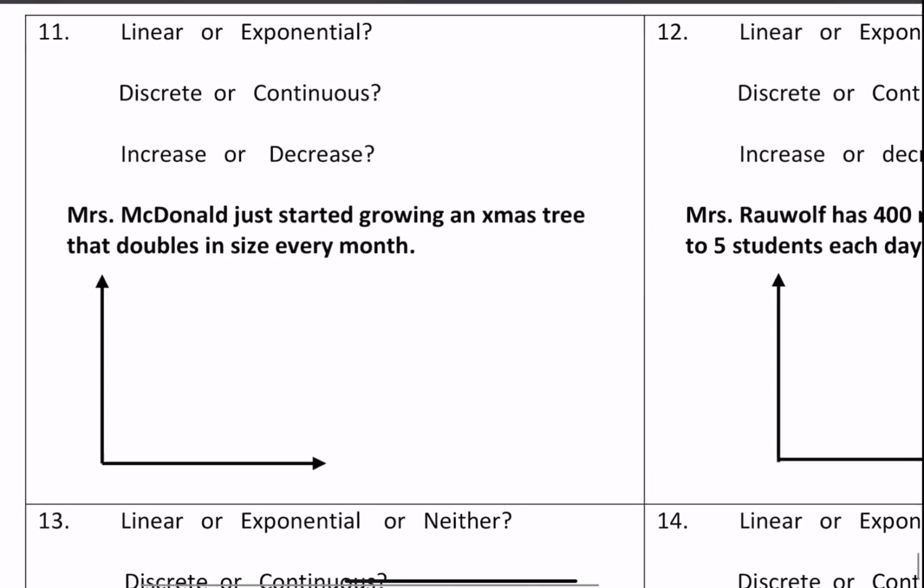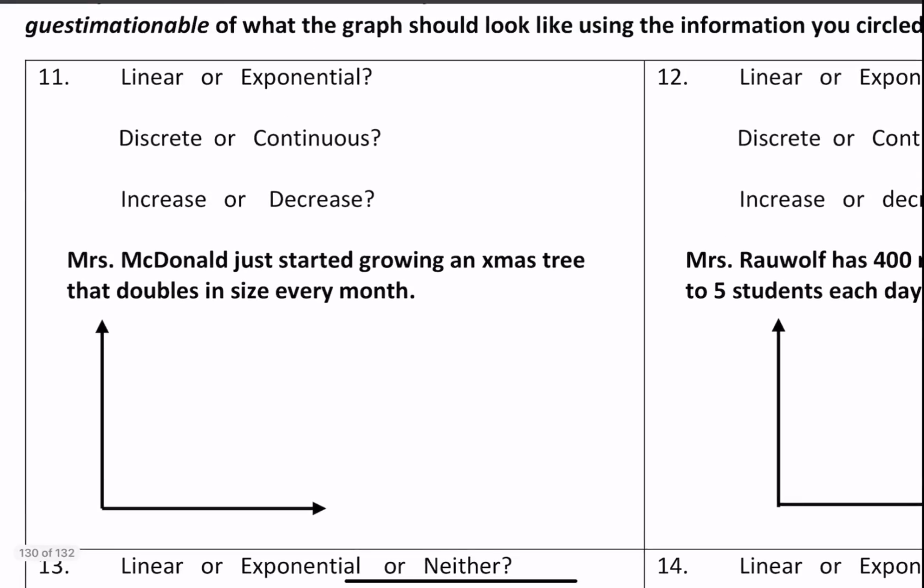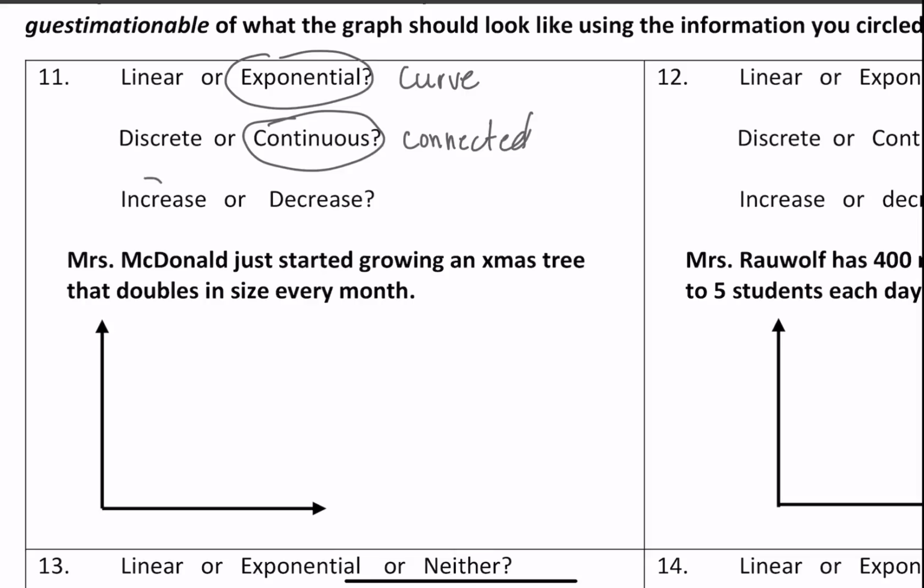In the next one here, 11 through 14, we're going to figure out if the scenarios are linear, exponential, discrete, continuous, increase, decrease, and then draw a basic graph. So Miss McDonald started growing a Christmas tree that doubles in size every month. Well, if it doubles, that's exponential. It means our graph is going to curve. We're growing a tree, so that's a continuous thing, so it's going to be connected. And if we're growing a tree, that's an increase, so that means it's going to go up. So when I draw a super basic graph about this, it should be curved, going up, and then I connect the dots. That's it. No numbers, no nothing.